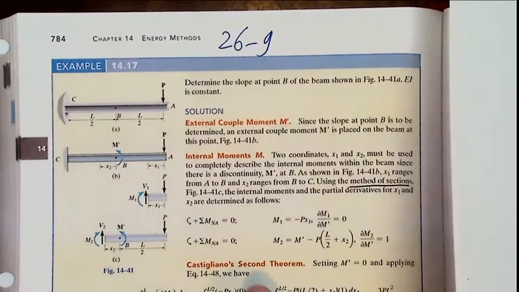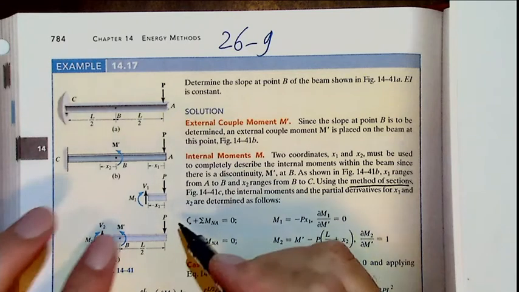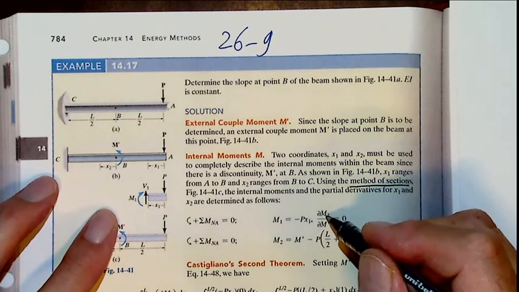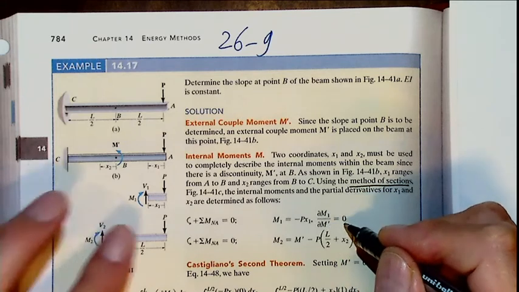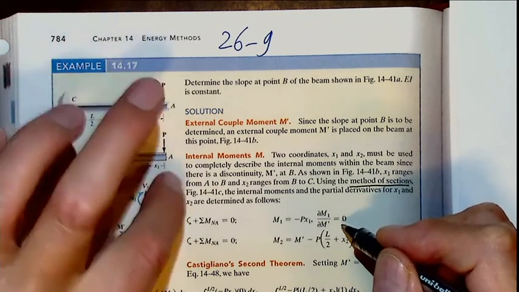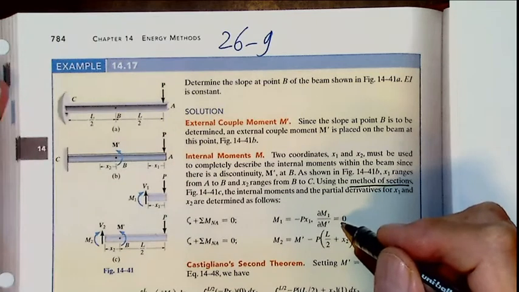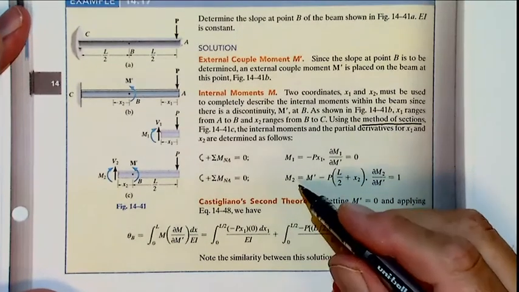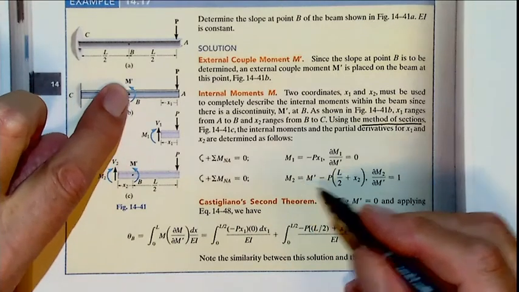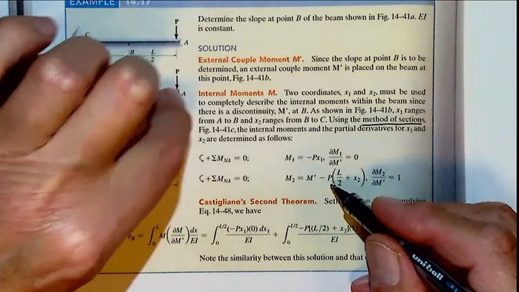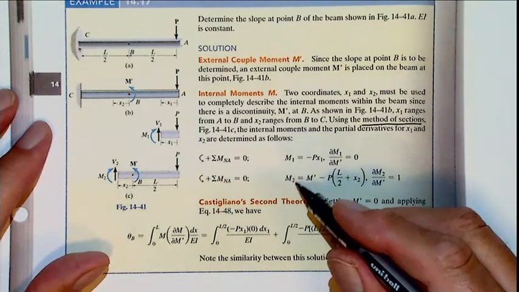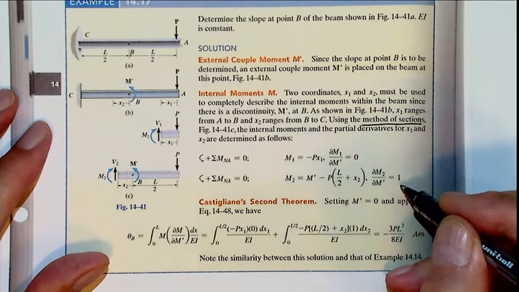So in the first part will be minus P times x1, and dM1 over dM prime is 0, because this moment is still not applied, so naturally it's 0. In the second part, M2, that is M prime, minus P times (L over 2 plus x2). Derivative of this with respect to M prime equals 1.